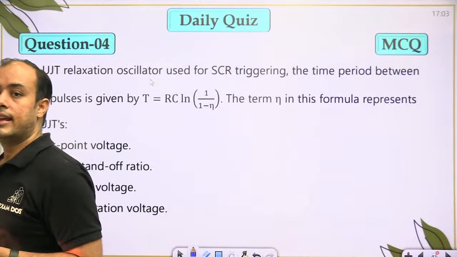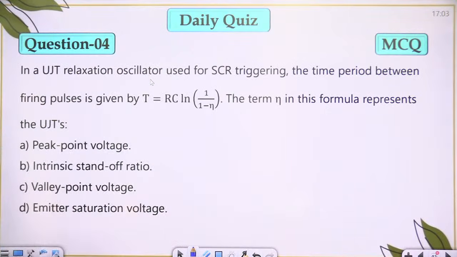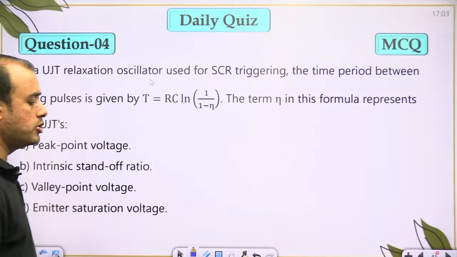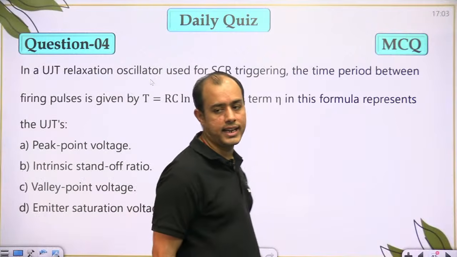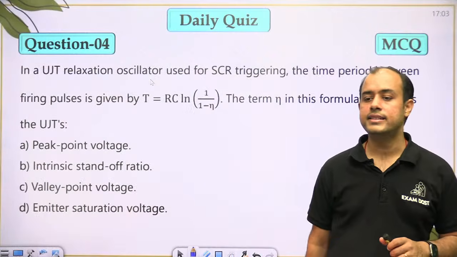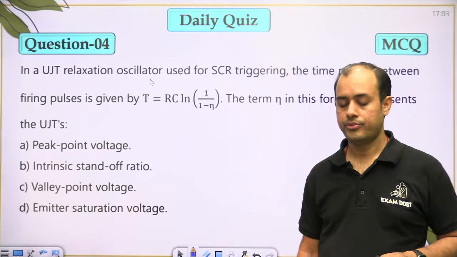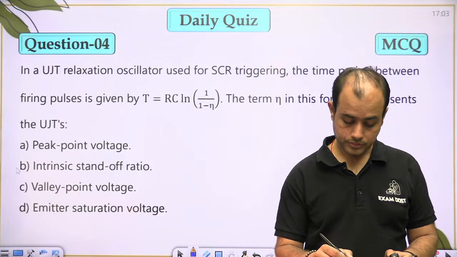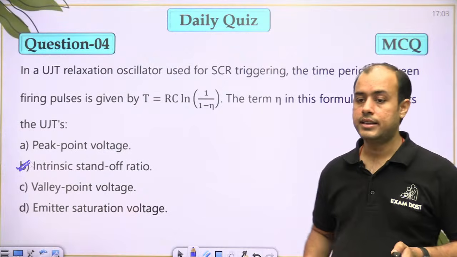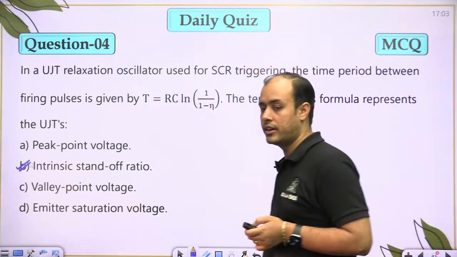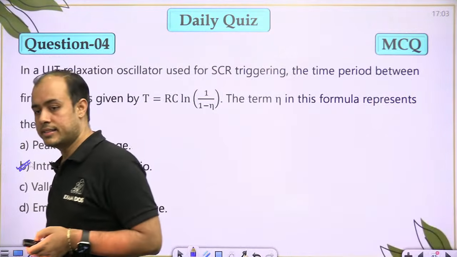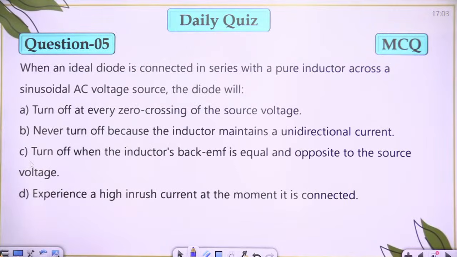नेक्स्ट, in UJT relaxation oscillator, the time period between the firing pulses. Now, what is eta? What is eta in this formula? इस फॉर्मूले में ईटा क्या होता है बताइए. What is eta? Intrinsic standoff ratio.